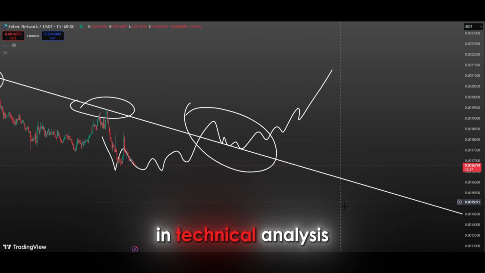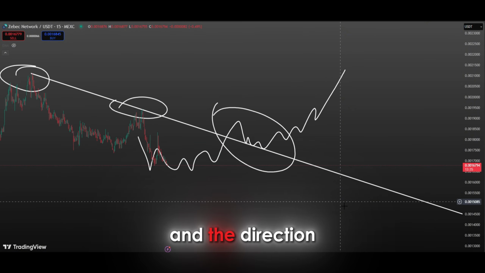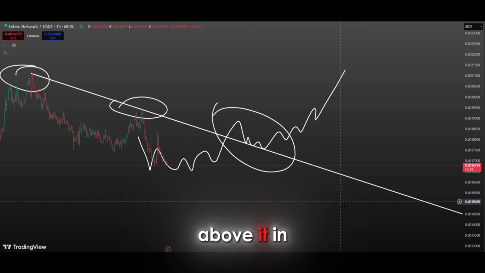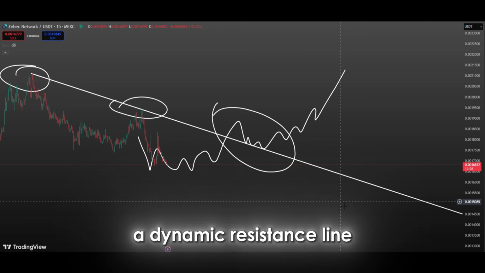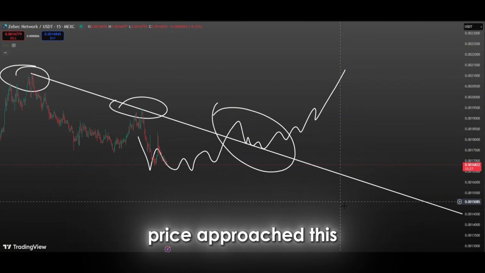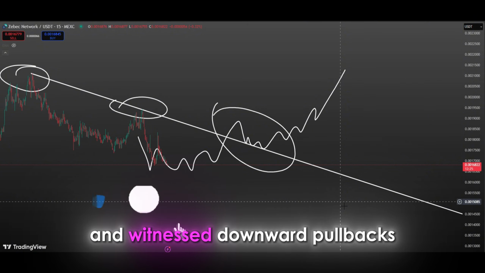In technical analysis, such downtrends usually weaken after a certain period of time, and the direction of the trend starts to change as the price makes a breakout above it. In the current outlook, the price is very close to this falling trend line, and this is a development that should be carefully monitored by traders. This is because this line also acts as a dynamic resistance line. Every time the price approached this trend line, it faced selling pressure and witnessed downward pullbacks.